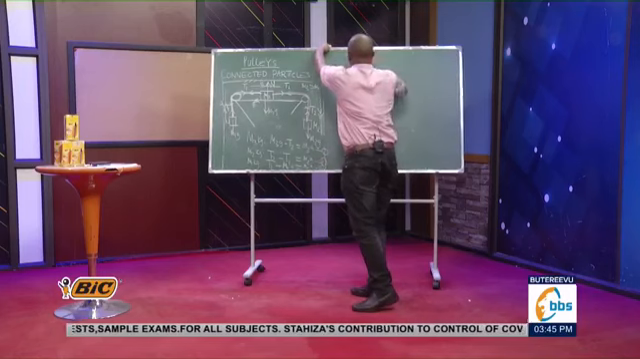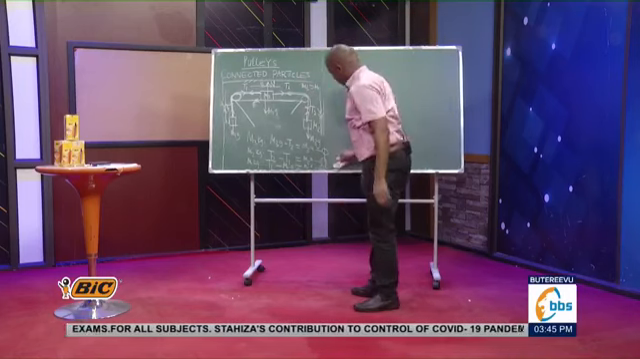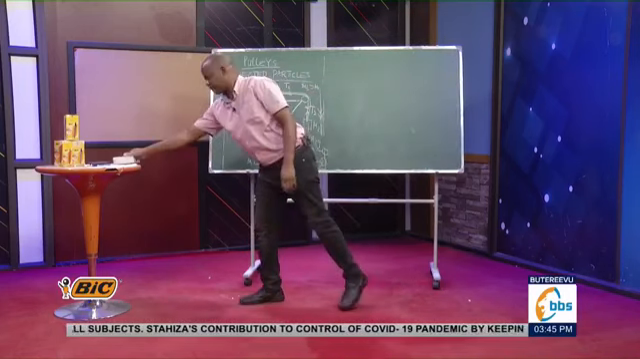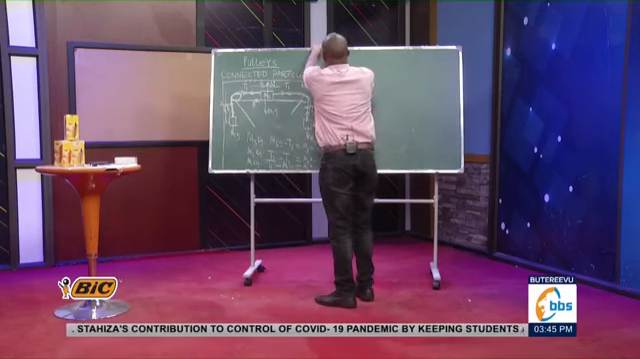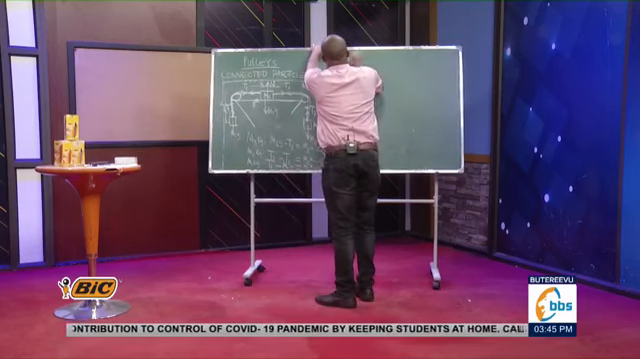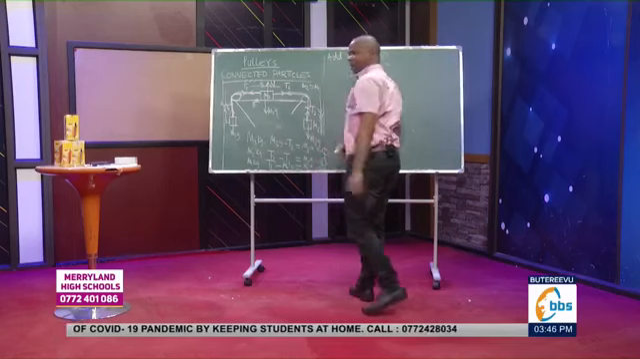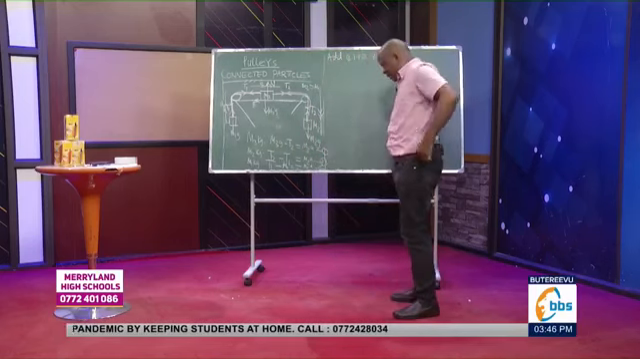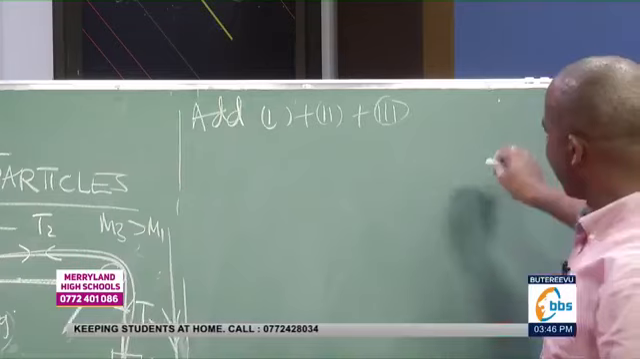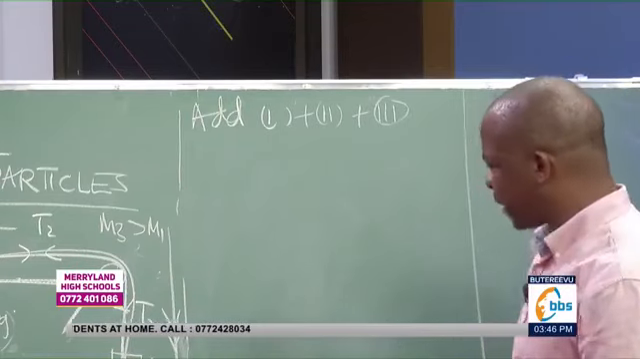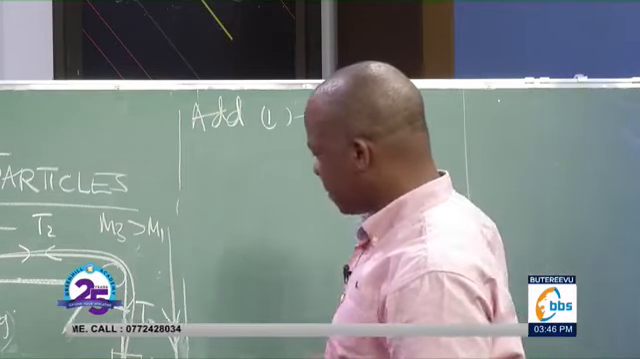That's why we have three equations. But the easiest way to solve this particular type of equation is to add all of them at a go. Add 1 plus 2 plus 3 at a go. That is the beauty with this one. It is different from the row reduction by echelon method that is used in paper 1.